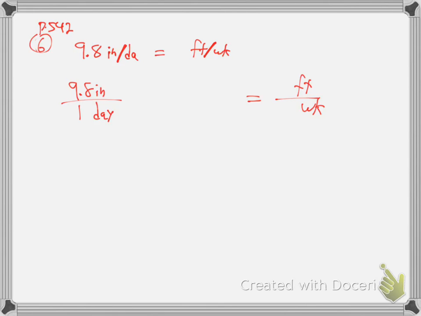So 9.8 inches per day means 9.8 inches per one day, doesn't it? Per every day. See why I put the 1 down below? That's what it means. Just like if you say you drive your car at 60 miles an hour, you mean 60 miles every 1 hour. If you went at that rate, you'd cover 60 miles every hour. Are you with me?